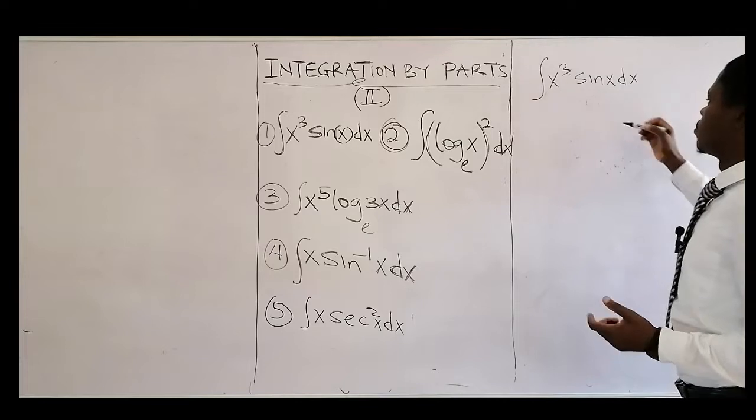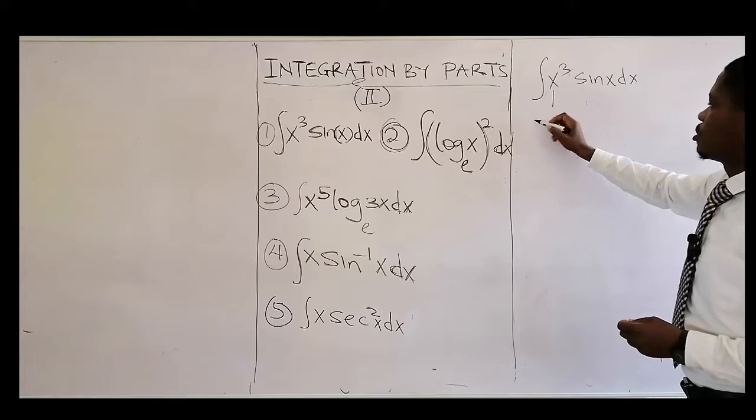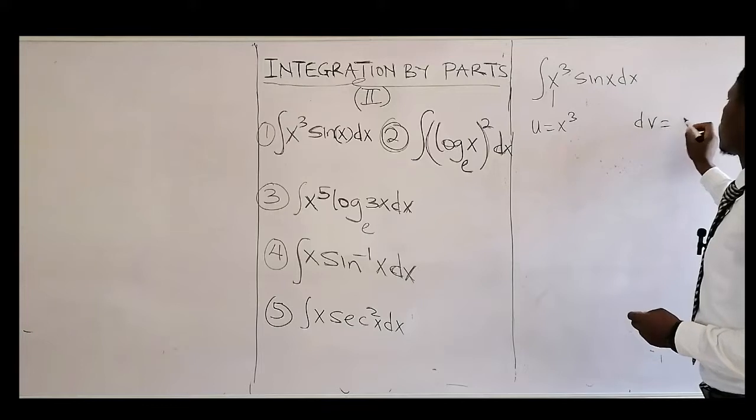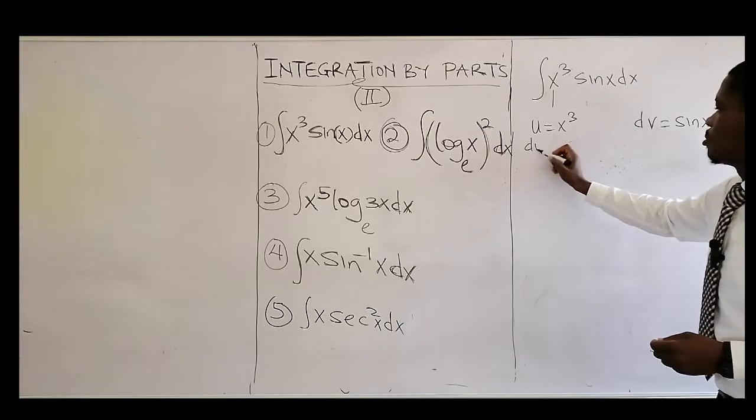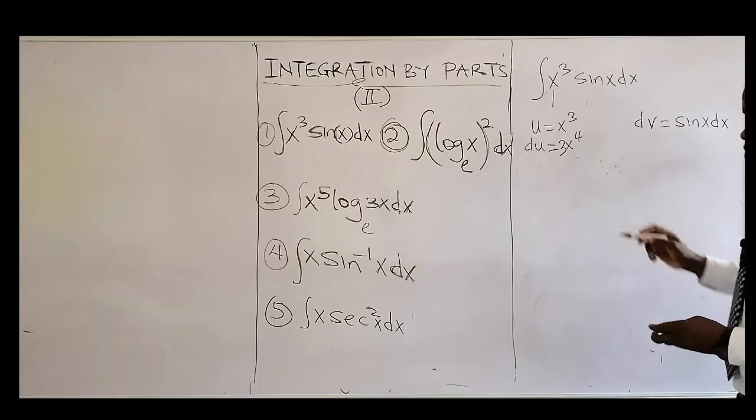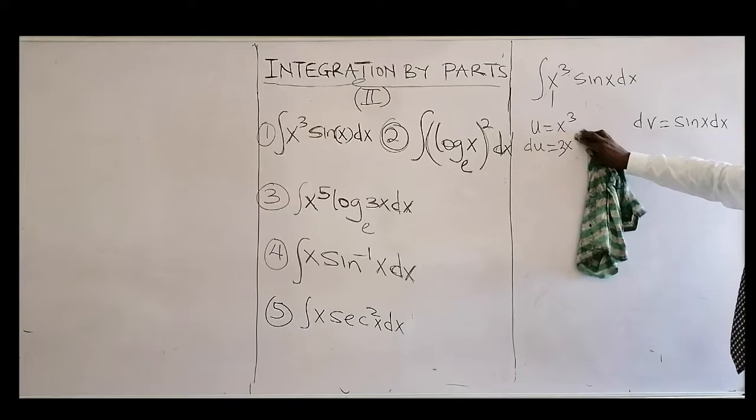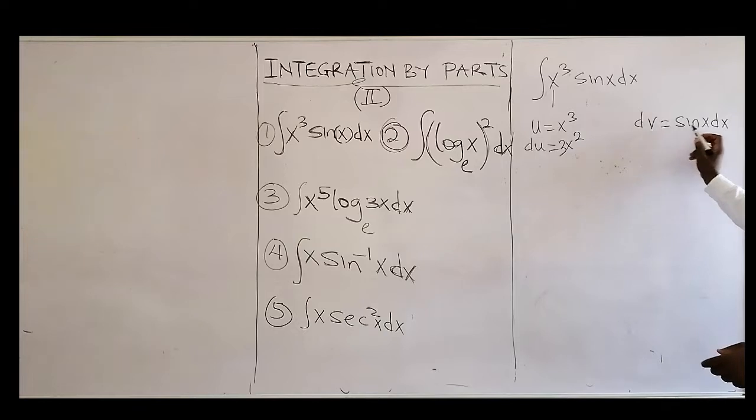Okay, so one of them is differentiable, and the other you can integrate. So we're going to follow the standard rule. This will be our u. So u is what? x cubed. And dv is equal to sin x dx. So my du now will be 3x squared. Then integrate both sides of this equation.